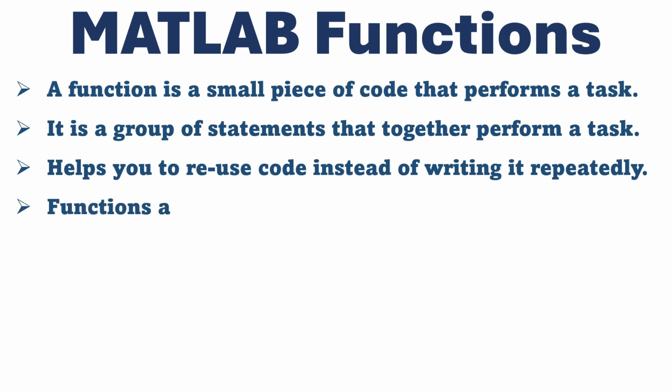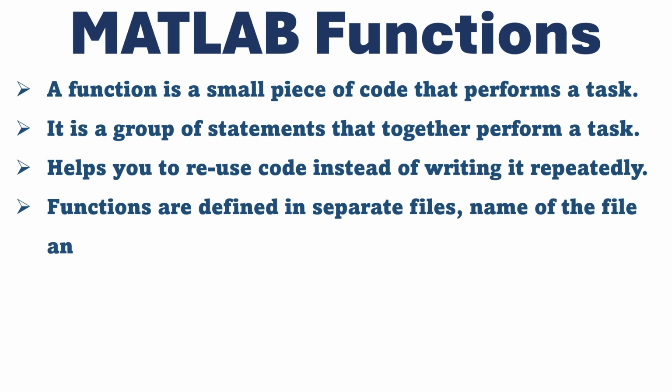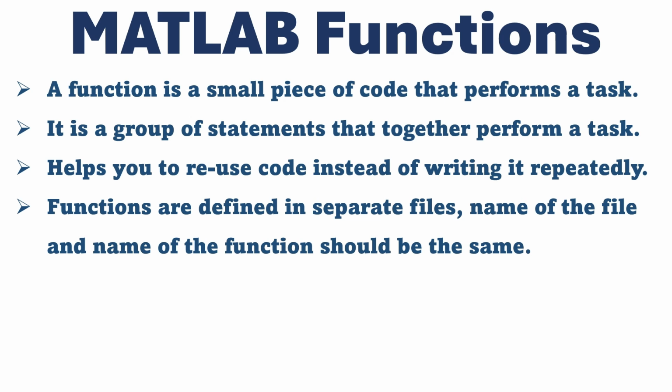In MATLAB, functions are defined in separate files. The name of the file and of the function should be the same. If you make a mistake and save the file with a different name, the function will not run and it will throw an error. So it is very important to understand that the name of the file and the name of the function should be the same. And by default, if you create any function in MATLAB and hit the save button in the script, it gives you the name of the function by default.